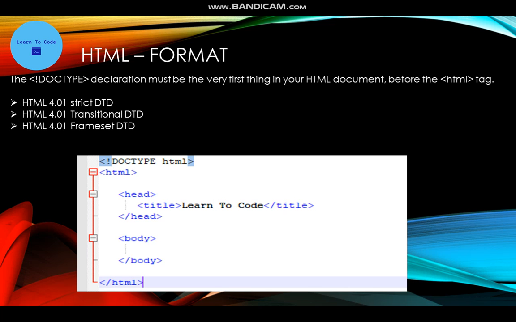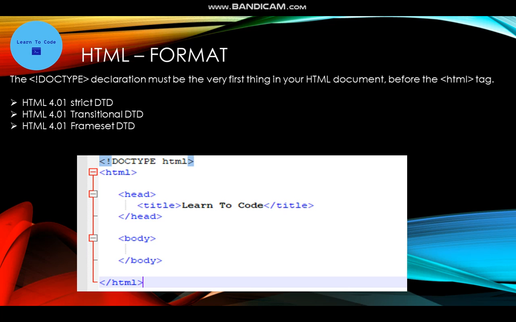So HTML 4.01 specifies the following three types of DTDs: HTML 4.01 Strict DTD, HTML 4.01 Transitional DTD, and HTML 4.01 Frameset DTD. We will learn about DTD in the next video that I will be making.